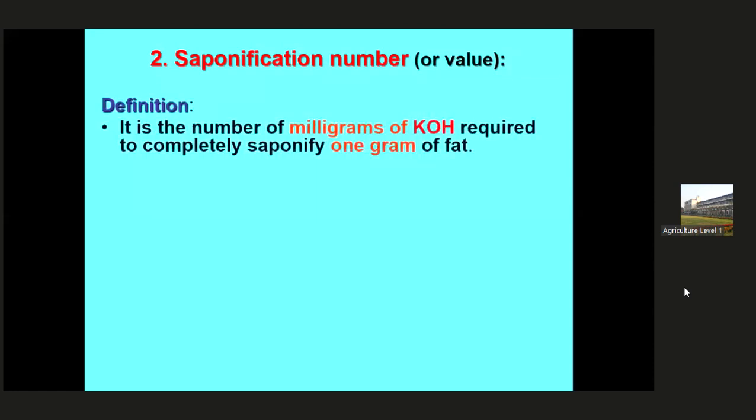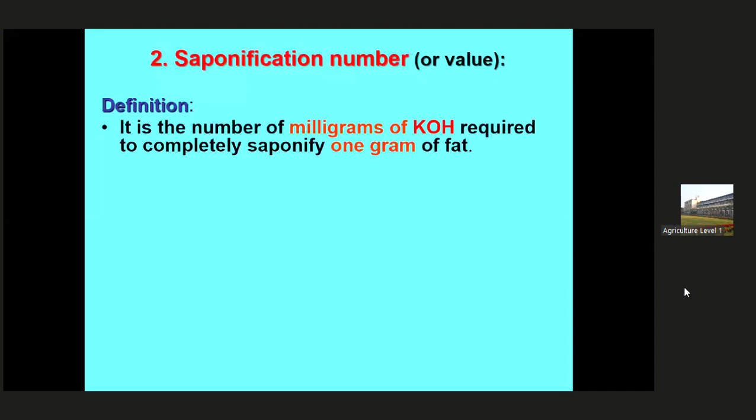So the fatty acid can react with this potassium hydroxide to produce potassium salt of fatty acid. If it is stearic acid, then potassium stearate. If it is palmitic acid, this is potassium palmitate, etc. So the definition is the number of milligrams. It will be milligram, not gram. In case of iodine number, it was gram.